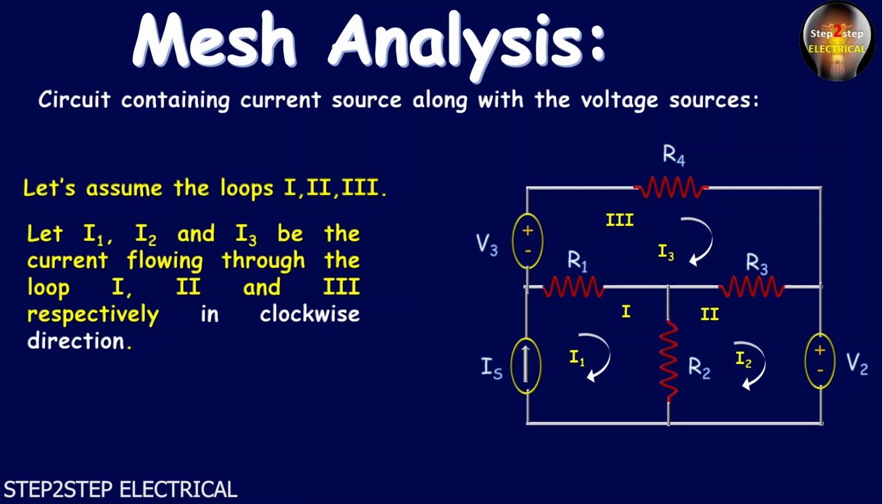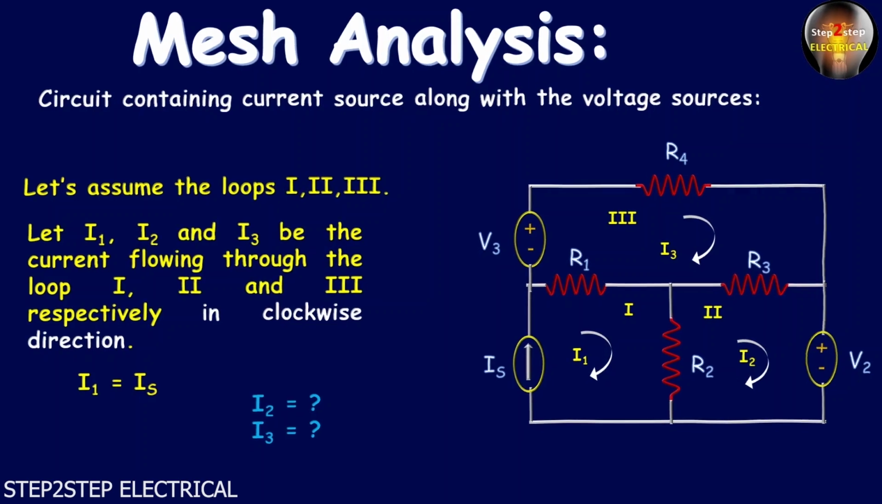Now in loop 1, as you observe carefully, this current source is lying on the circumference of loop 1, so we can conclude that I1 is the current supplied by this current source. That is, I1 equals Is. As we got the value of I1, we only have to find out the values of I2 and I3, and we will only apply KVL in loop 2 and loop 3. I2 and I3 are the unknown values, so let's apply KVL in loop 2 and loop 3.